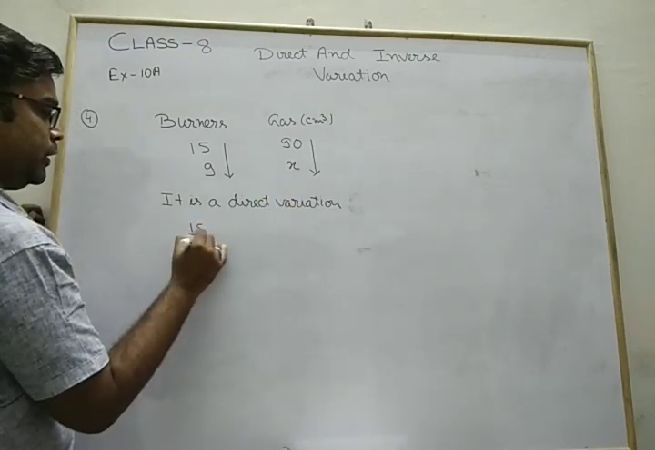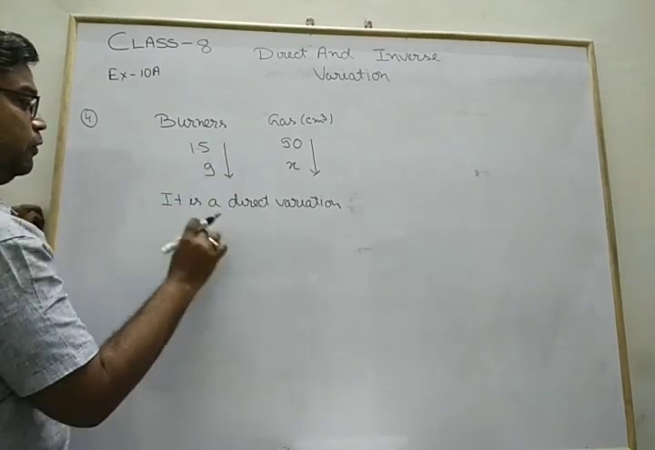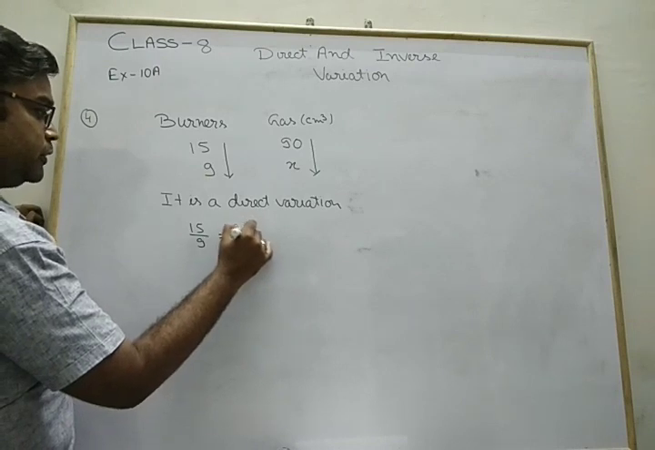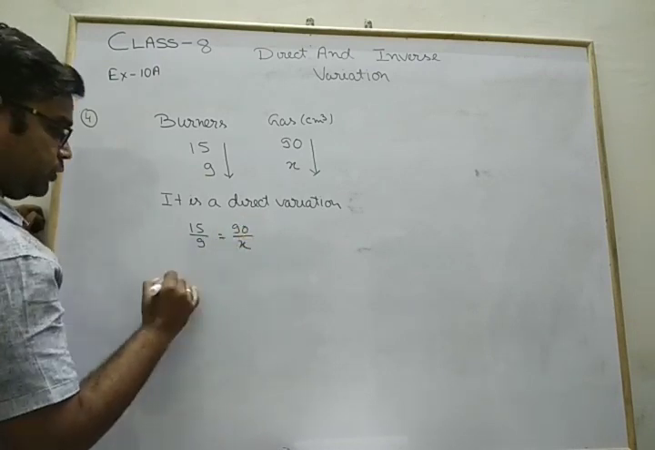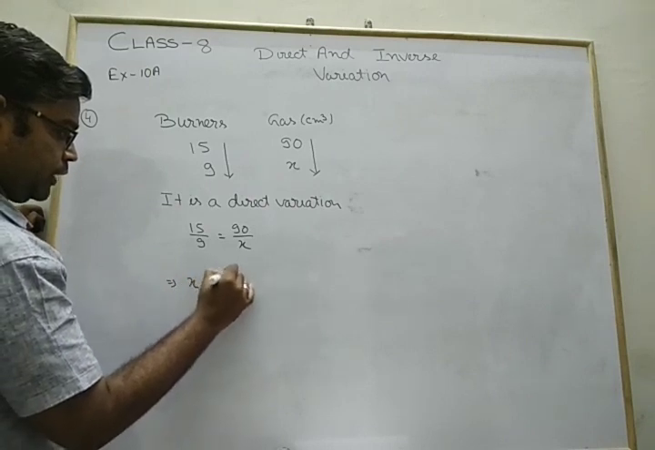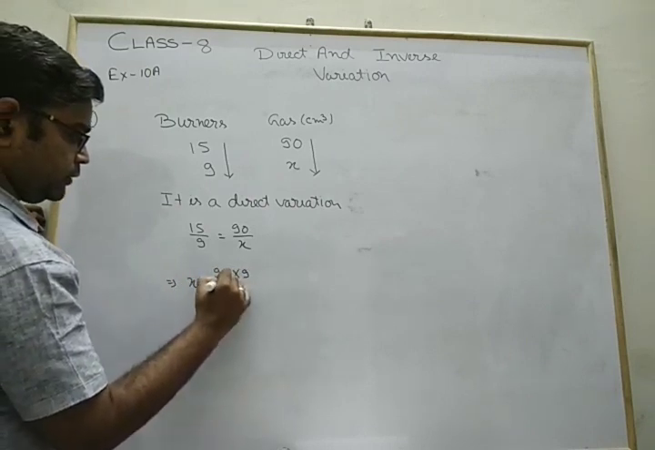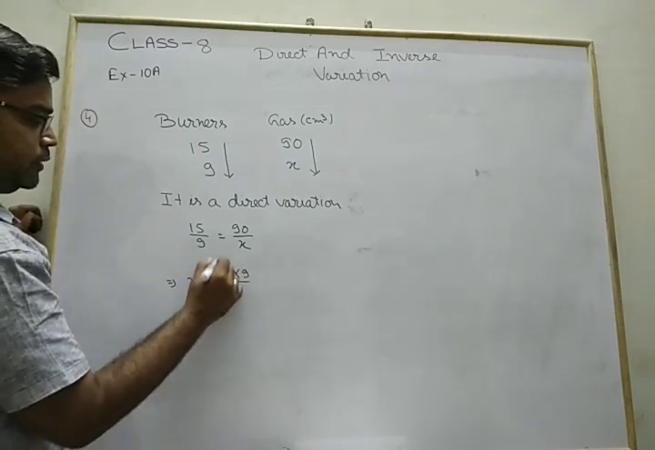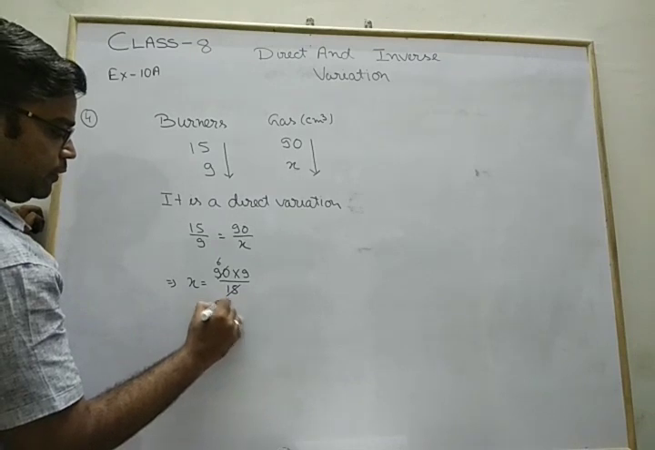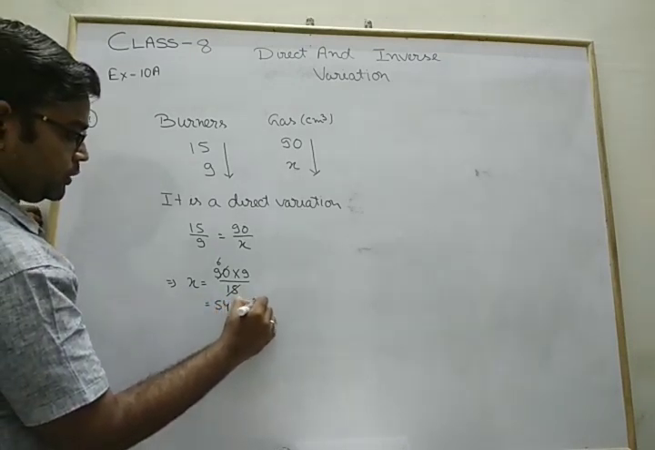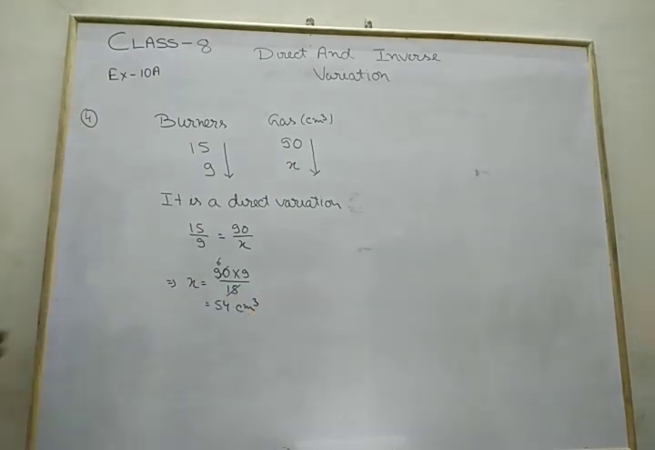15 upon 9. The tail side is always at the numerator. 90 upon x. The tail side is always at the numerator. Do the cross multiplication. x equals 90 into 9 by 15. 15 times 6 is 90, so it is 54 cubic centimeter of gas. This is the solution of question number 4.